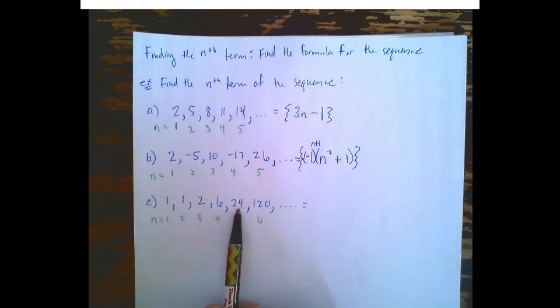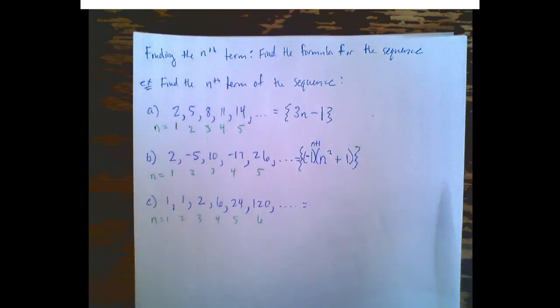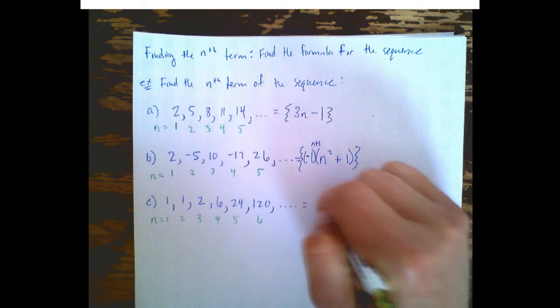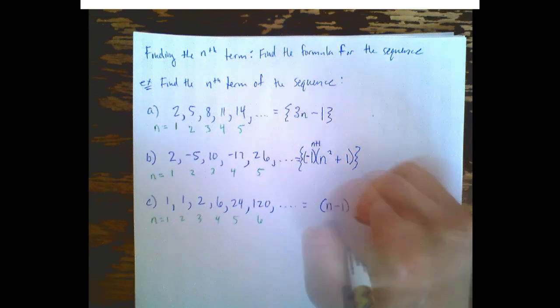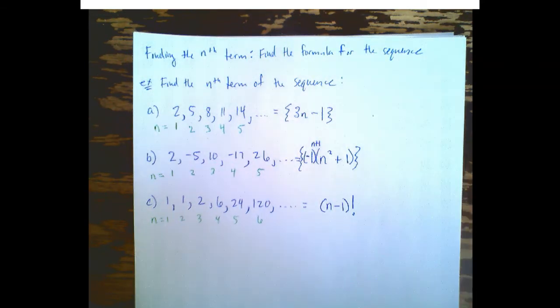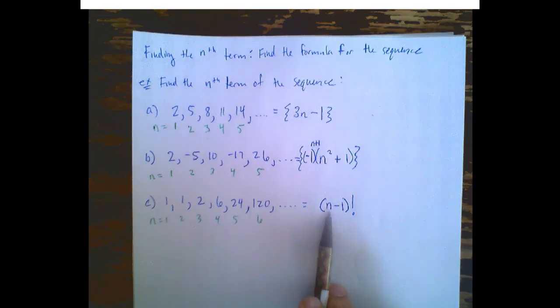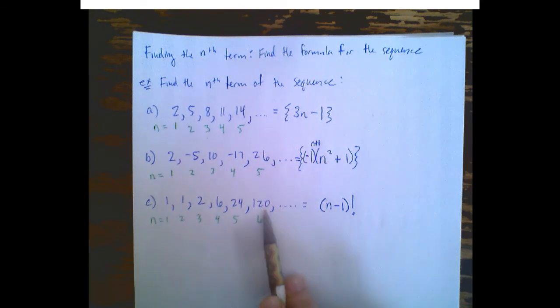4 times 6 is 24. 3 times 2 is 6. So it looks like there's a factorial pattern that we get here, but it's kind of off by 1. So what we can do is subtract 1 from n first, and then use a factorial. If we notice here, 6 take away 1 will give us 5, and 5 factorial is 120.